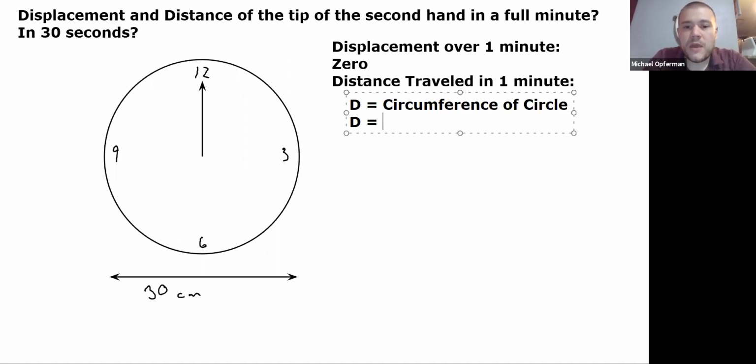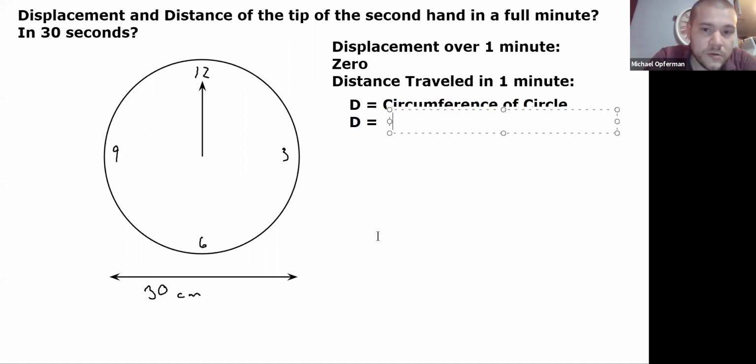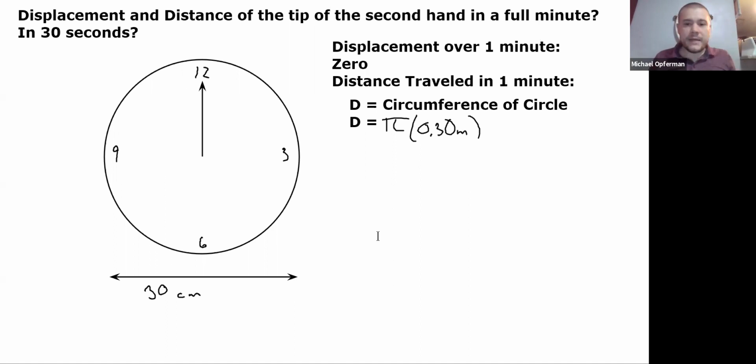And that is going to be pi times the diameter, because the diameter was given here. So it's going to be pi times the diameter of the circle, which is 30 centimeters or 0.30 meters. So you would do pi times 0.3, and that gives 0.94 meters. Okay, so the displacement is 0, the distance traveled is non-zero in that case.